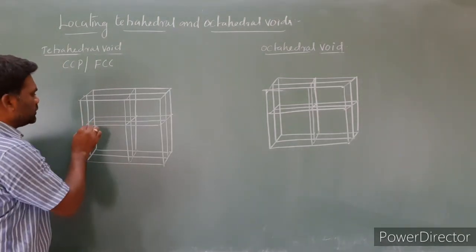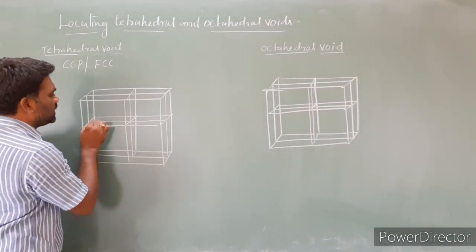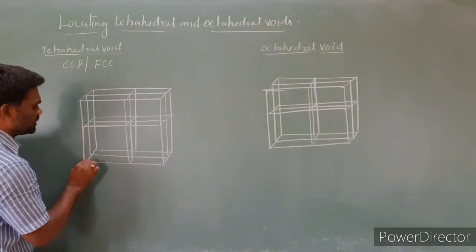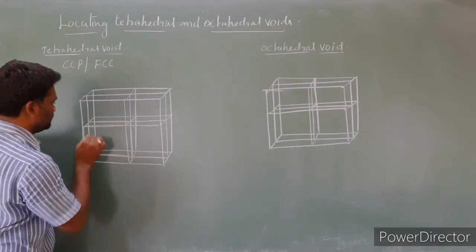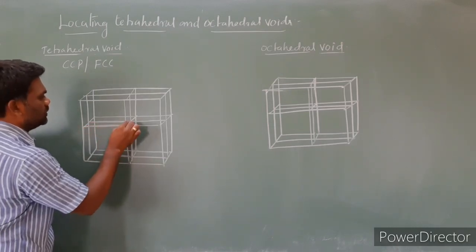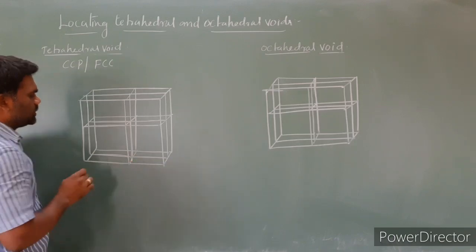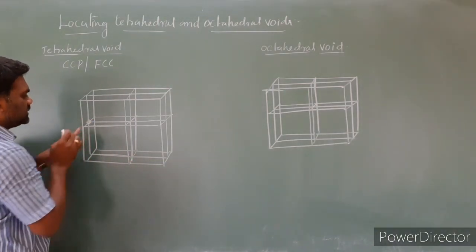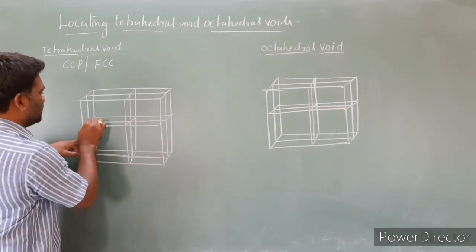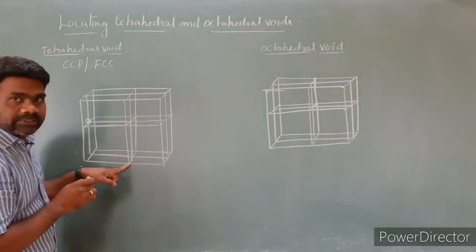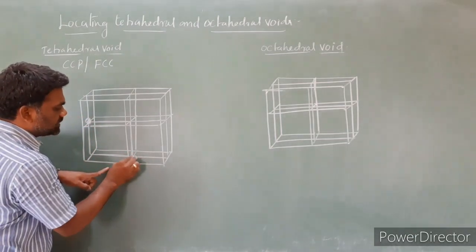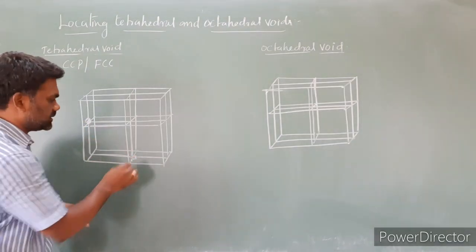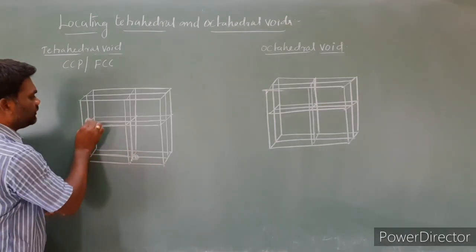I am taking one small cube among these 8. This is the first small cube. I am selecting this face center atom, the atom present at this face center, and taking this other face and the atom present at its face center. So I took atoms present at 2 face centers.